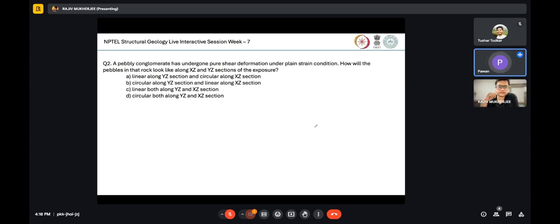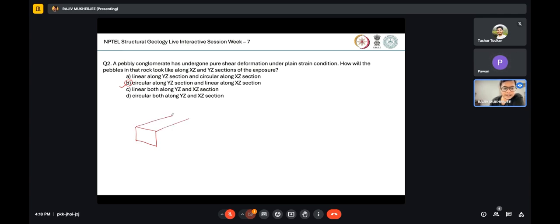Sir, linear along YZ section and circular along XZ section. I'm sorry, but I think option B will be correct in this case, that is circular along YZ section and linear along XZ section. Why am I saying that? So suppose you have linear along sigma 1, no, linear will be along lambda 1.